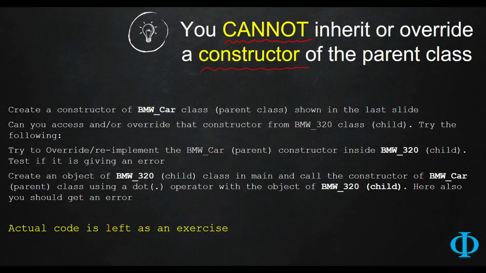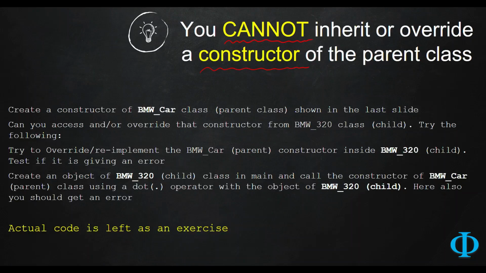This constructor always executes when the object is created. So it is a very special function, and this is another speciality of the constructor. Any public method can be inherited, but a constructor, even if it is declared with public, you cannot inherit it.